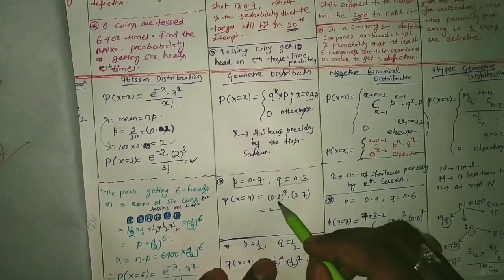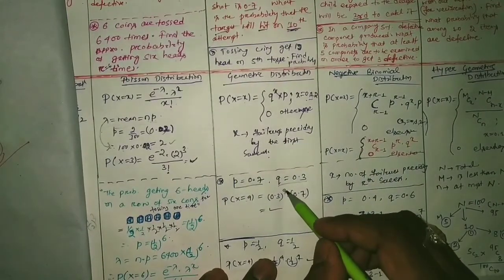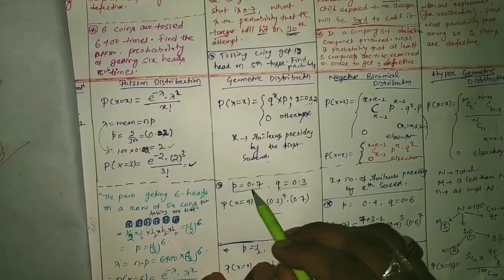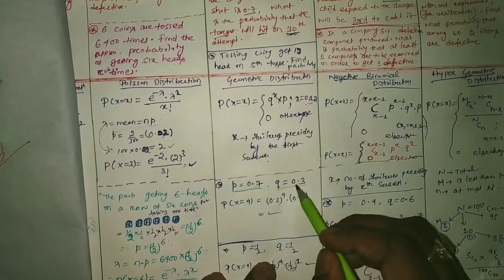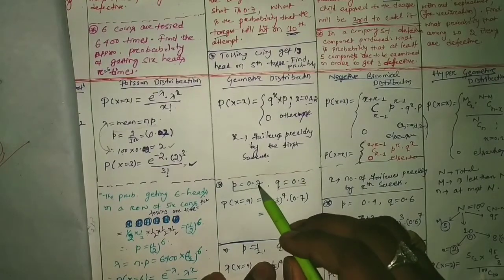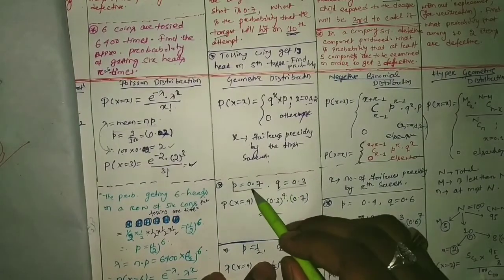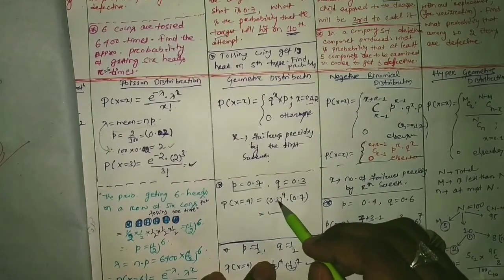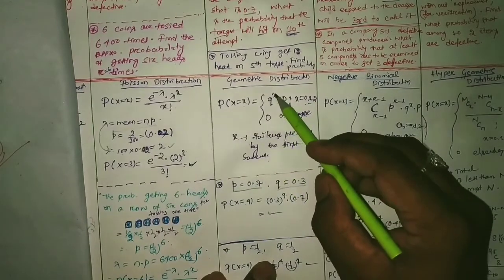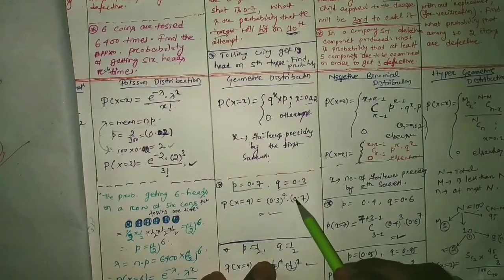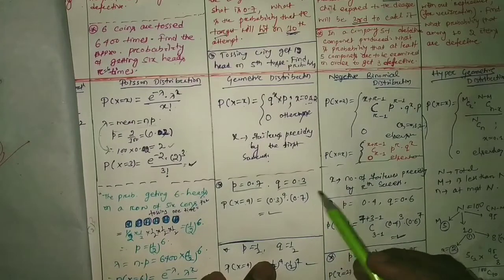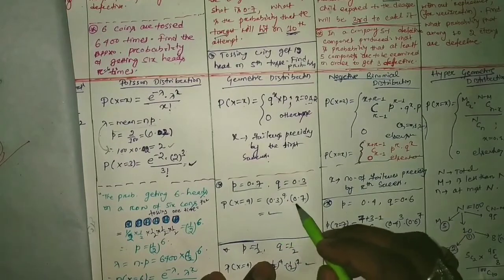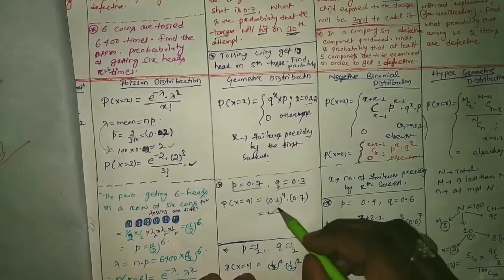Okay, first success. So 0.3 to the power 9. If success is 0.7, obviously failure will be 1 minus success, so failure q will be 1 minus 0.7, which is 0.3. So here failure is 0.3 to the power 9, because q to the power x, right? And success will be 0.7 to the power 1. You just calculate it and get the answer.